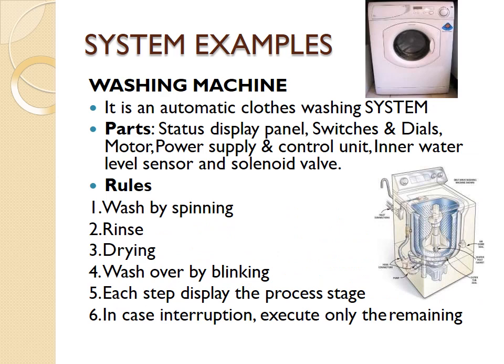The next is the washing machine. A washing machine has a set of hardware and software. Generally its parts are the status display panel, switches, dials, motor, power supply, control unit, valve, sensors, and solenoid valve. So these are all the basic units of a washing machine. The washing machine rules are spinning, rinse, drying, wash over, blinking, each step displaying the process stage, and in case of interruption it executes the remaining. So these are all the rules of a washing machine.